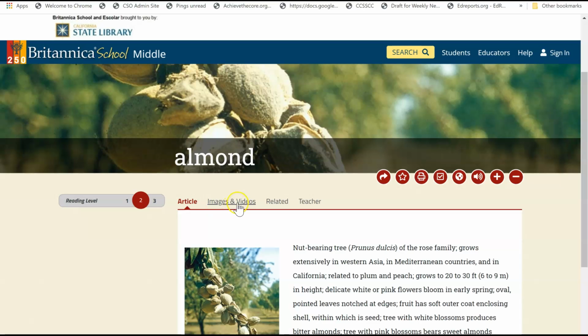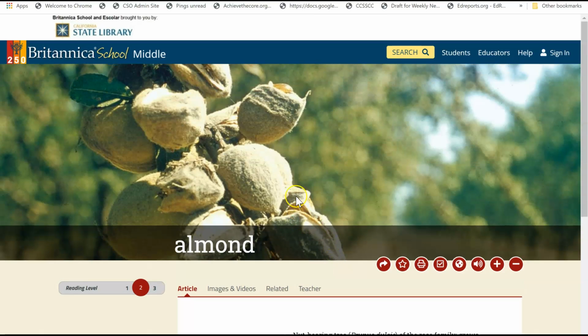Again, once you get to these articles, you'll see where there's images and videos. Related means topics that are similar to this, that would go with this, additional sources that would go with almonds, maybe about nuts, about agriculture, about California. Could be many different things. And that's how you push them through here. So again, that's your articles that you're going to get.